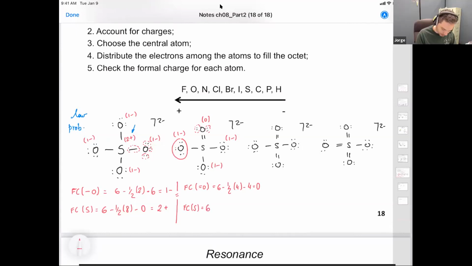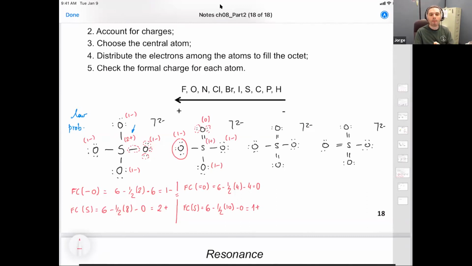Same thing, 6 minus half of the bonding electrons. Now we have here sulfur making 1, 2, 3, 4, and 5 covalent bonds, therefore 10 bonding electrons. Remember that each covalent bond needs 2 electrons, and sulfur does not have any non-bonding electrons. Therefore, in this case, the formal charge for the sulfur is going to be 1 plus.